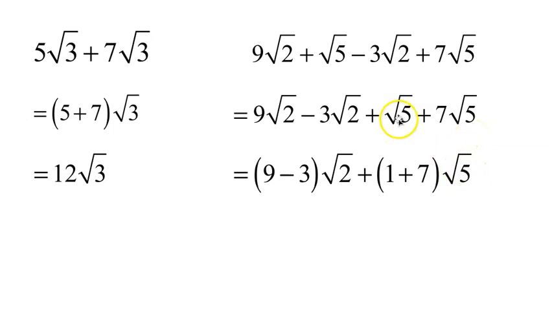So if I factor out the root 5, root 5 divided by root 5 is 1. 1 times root 5 is root 5. 7 times root 5 is 7 root 5. So I get 9 minus 3 root 2, which of course is 6 root 2, times 1 plus 7 root 5, which is 8 root 5. We could also think of these as like terms, sort of. 9 root 2 minus 3 root 2 is 6 root 2. 1 root 5 plus 7 root 5 is 8 root 5.